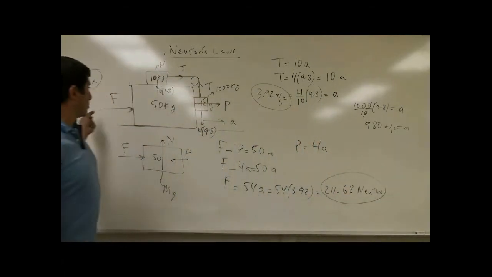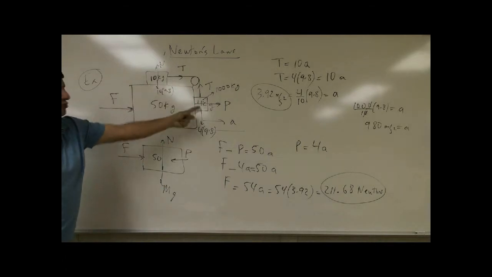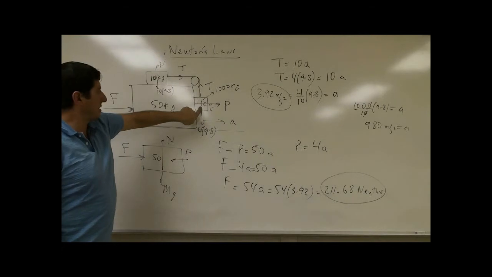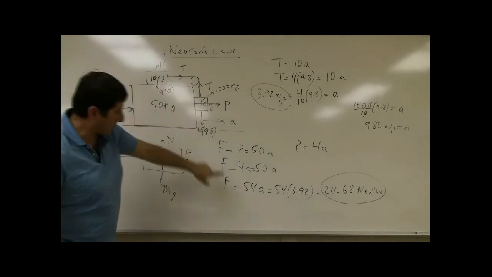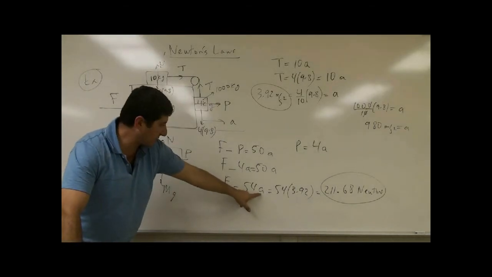Okay? So you need 211 newtons here in order for these two blocks to not slide. Of course, if this one was heavier, right? If it was 1,000 kilograms, what would happen? Well, then it would be 1,000 plus 50, 1,050 times the acceleration.